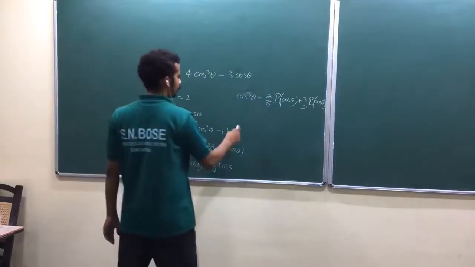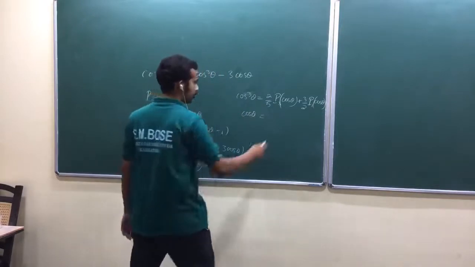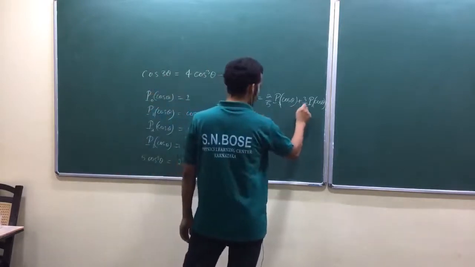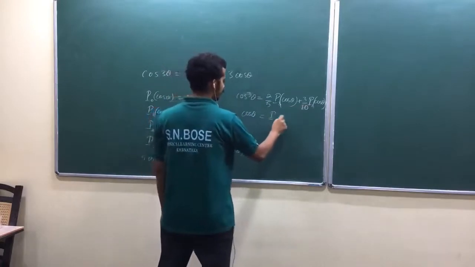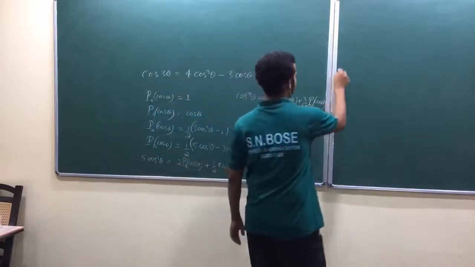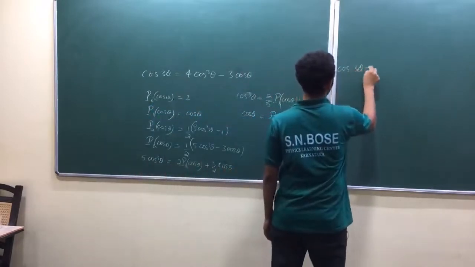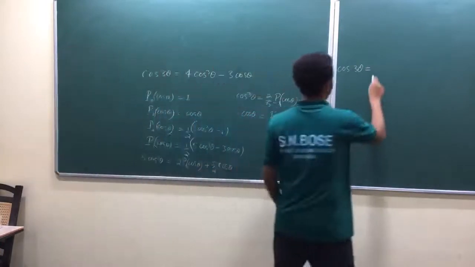Okay. So now what is cos theta again? 3 by 2, 1 more 5, 3 by 10. Am I right? So what is cos theta? P1 of cos theta. Now substitute these two here. Is that okay? What is cos 3 theta now? It is equal to 4 into cos cube theta. This whole thing is multiplied by 4.